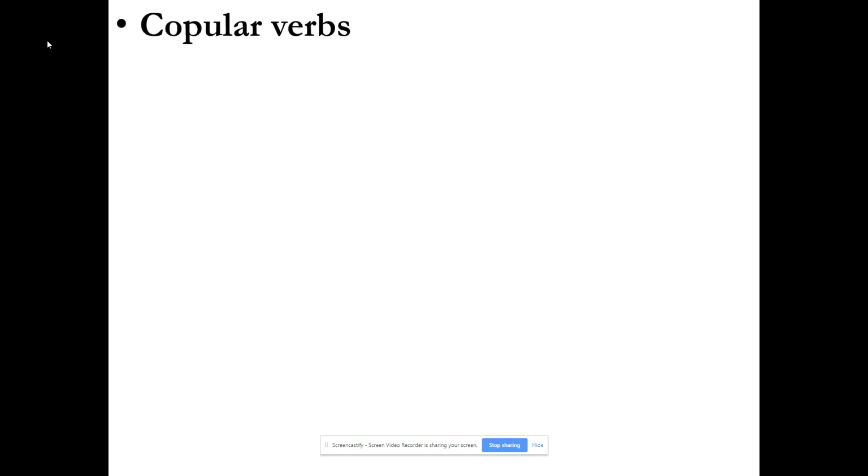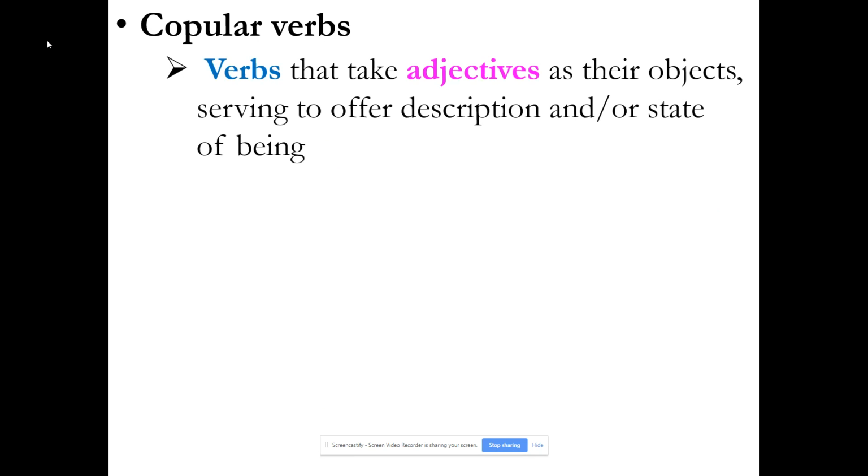Okay, last type, copular verbs. So copular verbs are verbs that take adjectives as their objects, right? They are a little different than the other three kinds of verbs because all of those other kinds either had no object or they had nouns or noun phrases as their objects. Copular verbs take adjectives as their objects instead. Typically, these sentences are offering description or expressing state of being of some subject.